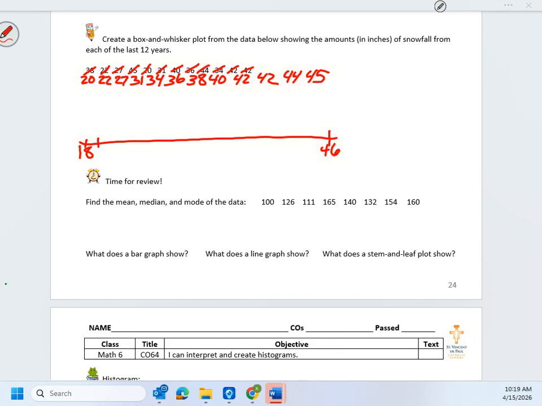So I'm going to say 18 to 20, 22, 24, 26, 28, 30, 32, 34, 36, 38, 40, 42, 44, I was close. 46.